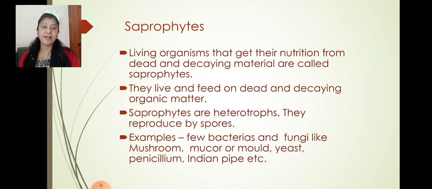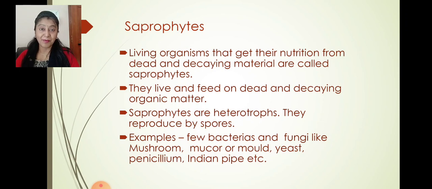So let us read about saprophytes. Living organisms that get their nutrition from dead and decaying material are called saprophytes. They live and feed on dead and decaying organic matter. That organic matter could be the dead body of any animal, any plant, or any tree which has fallen. It would be anything. Saprophytes are heterotrophs. They reproduce by spores.